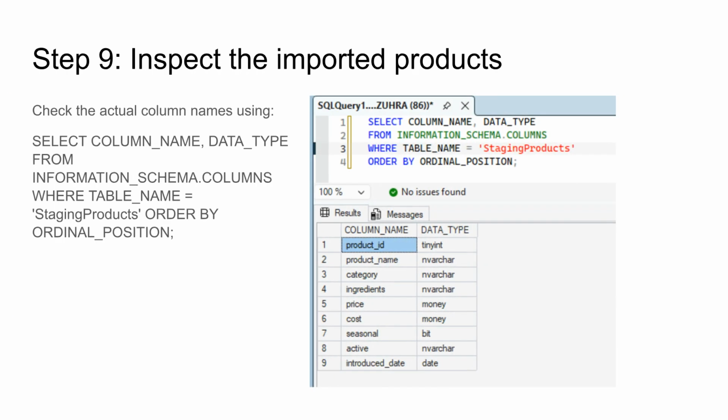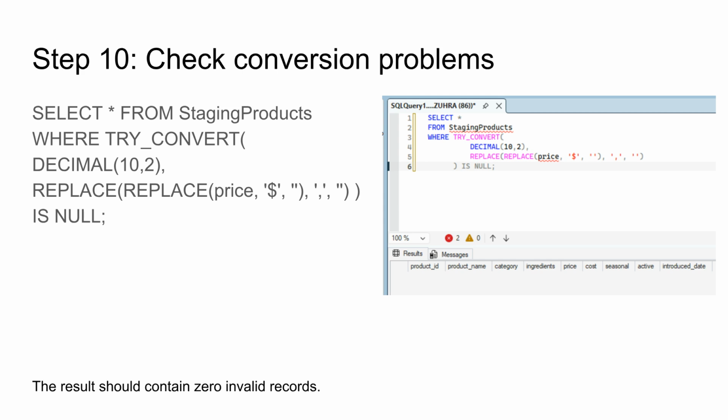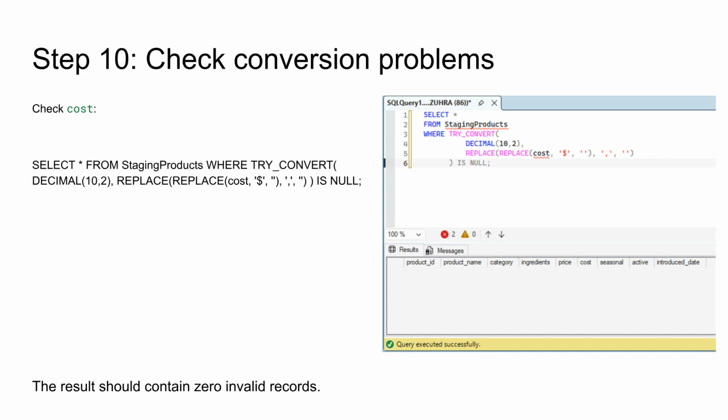Now, inspect the imported data in your staging table. Use this SQL query to verify the column names and ensure the data types match your expectations. Next, identify any potential conversion issues. Use the try_convert function in your SQL query to find invalid records that might cause failures when importing into the production table. Check the cost column specifically for conversion problems. This query identifies any records that cannot be parsed as a valid decimal number.